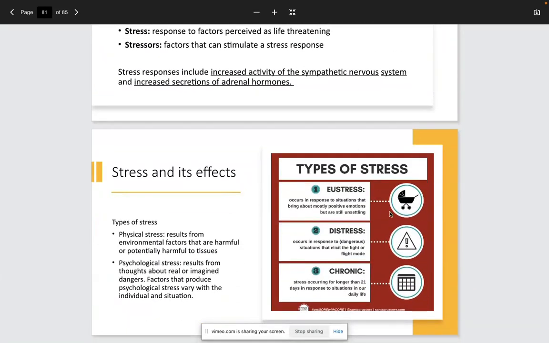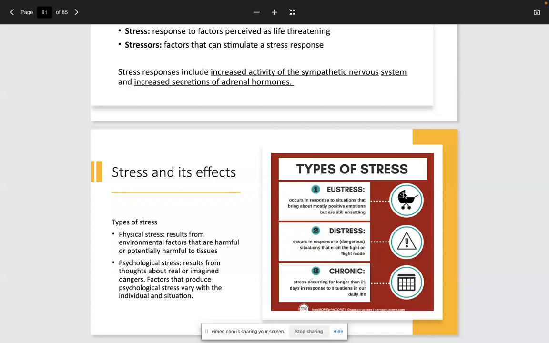Here are the types of stress that I talked about. Eustress occurs in response to situations that bring about mostly positive emotions, but are still unsettling. A lot of people, here's the example of kids. Raising a child may be stressful. I'm sure it exactly is. I don't have any kids, but I can remember my parents raising me, and there were often times of stress. However, this was eustress. This was doing something that they wanted to do, a positive emotion, right?